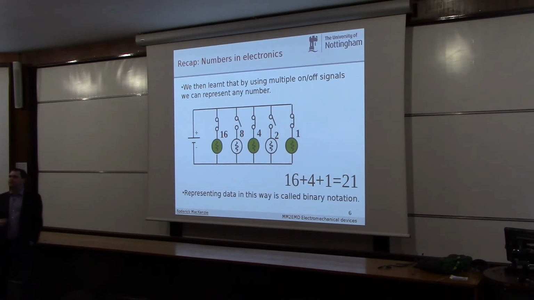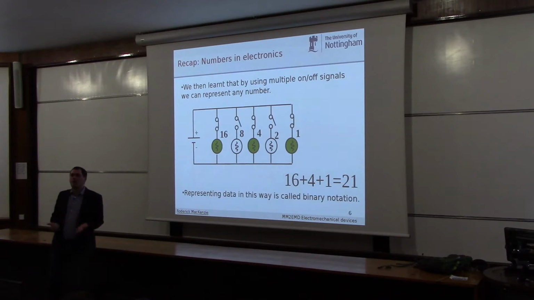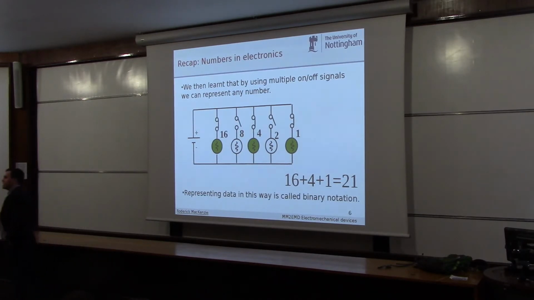So, for example, if in this electronic circuit you wanted to store the number 21, you would turn on light bulb 1 representing the 1, light bulb 4 representing the 4, and light bulb 16 representing the 16. And then if you add all these numbers together, so 16, 4, 1, then you get to 21. So using this, you can store any piece of information. And this is how all electronic circuits store information in this way.